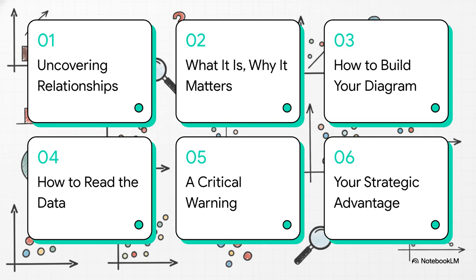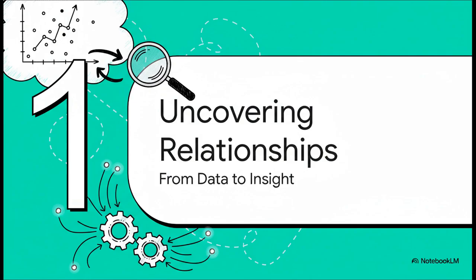So here's how we're going to tackle this. We'll break down one of the most powerful tools out there for root cause analysis, the scatter diagram. We'll start with why it's so good at uncovering hidden relationships, then we'll get into what it is and why it matters. We'll walk through step by step how to build one, and then, and this is the important part, how to actually read what it's telling you. We'll cover the single biggest mistake people make with this, and then we'll wrap up by showing you how mastering this simple chart gives you a massive strategic advantage. So let's dive right in.